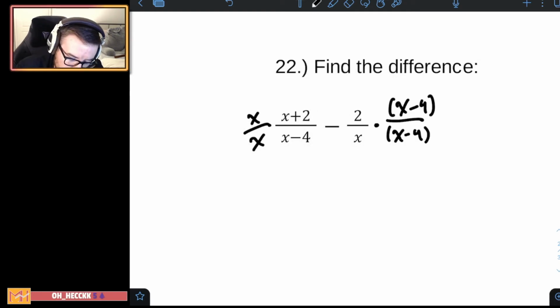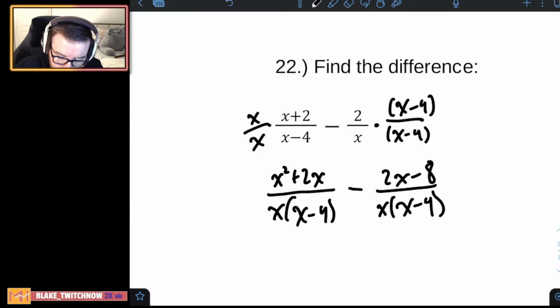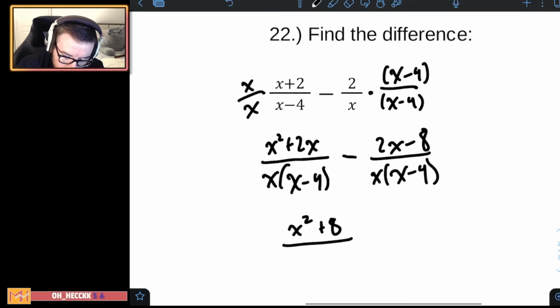And when we distribute the x, we get x squared plus 2x. And when we distribute the 2, we get 2x minus 8. And now when we subtract each term, we get x squared, and then 2x minus 2x canceled out. X squared minus negative 8 means plus 8. So x squared plus 8 all over x times x minus 4.